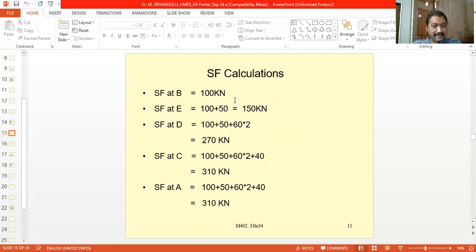Now what is happening is SF at B is equal to 100 kN, and between B and E it is also equal to 100, and exactly at the point E, the 100 kN is suddenly increasing to 150 kN, and at the point D it is equal to 270, and at C it is equal to 310, and at A also equal to 310. Now we have to locate these points.